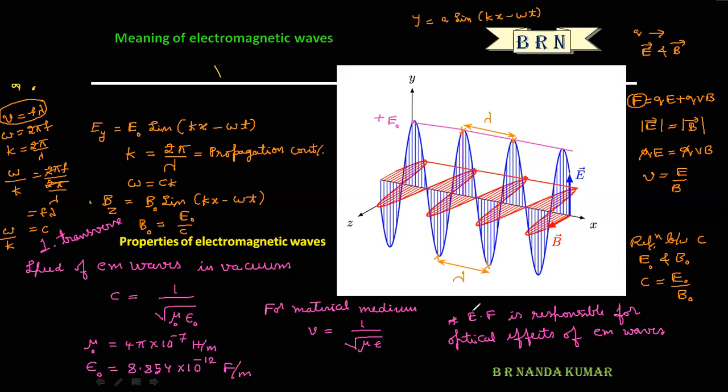So what is the meaning of electromagnetic waves? Electromagnetic waves consist of time-varying electric and magnetic fields, which are mutually perpendicular to each other and perpendicular to the direction of wave propagation.